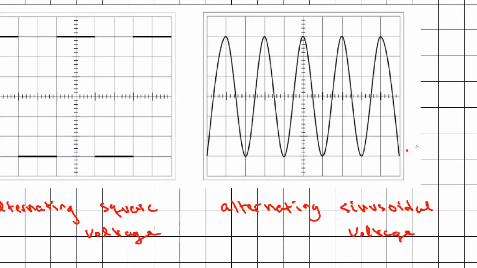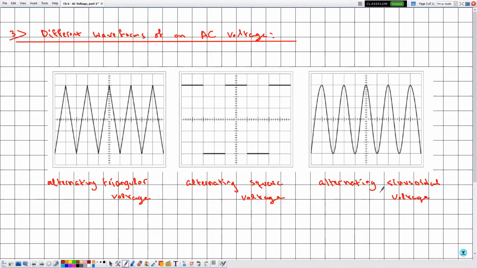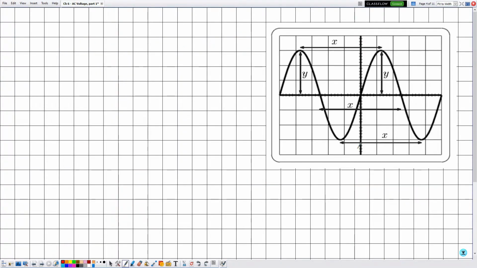Now we are mainly interested in the alternating sinusoidal voltage. For this reason, let's discuss the properties of the AC voltage and how to measure the voltage using the screen of the oscilloscope.